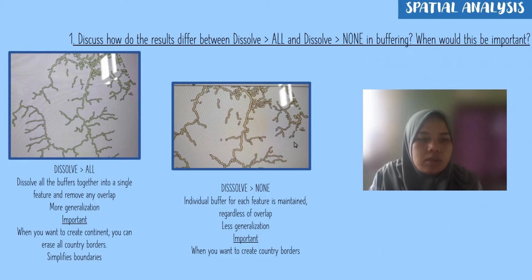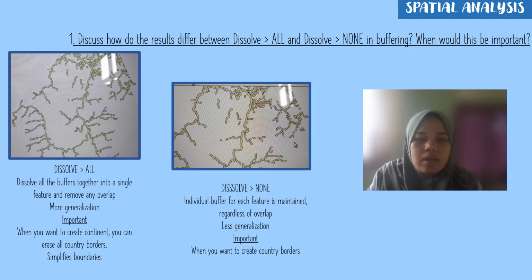Dissolve all merges the buffers together into a single feature and removes any overlap. If you want to remove the borders of geographic features, we can use dissolve all. It is mainly for generalization and simplifying boundaries from a more complex one. In simple words, it melts the boundaries into one. It is important when we want to create a continent, where you can erase all country borders, and it also simplifies the boundaries.